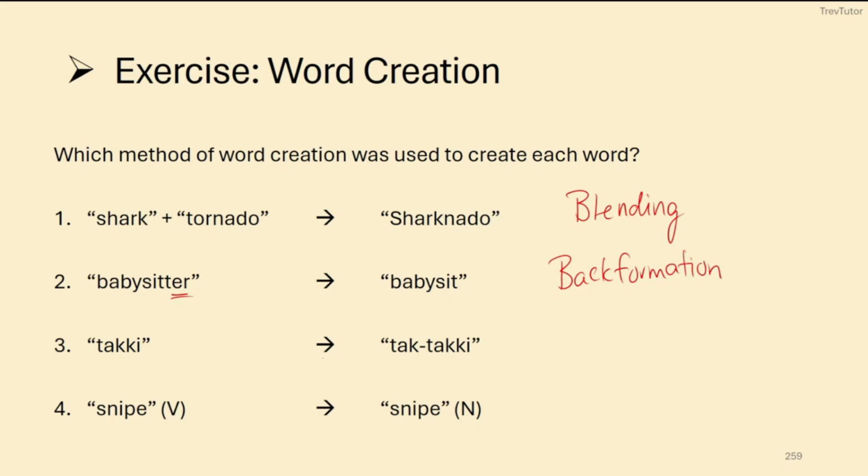Taki to tak-taki. Okay, here's an interesting one. This is not English. So what are we doing here? Well, this is just regular affixation. So we didn't explicitly label this as a word formation type, but just adding an affix to a word is considered affixation. And finally, snipe as a verb to snipe as a noun. Nothing is changing except for the word category. So this is just an example of conversion.